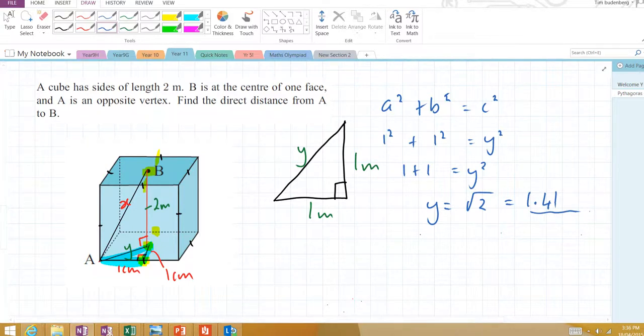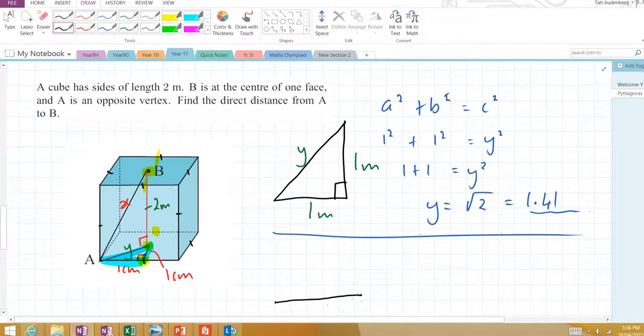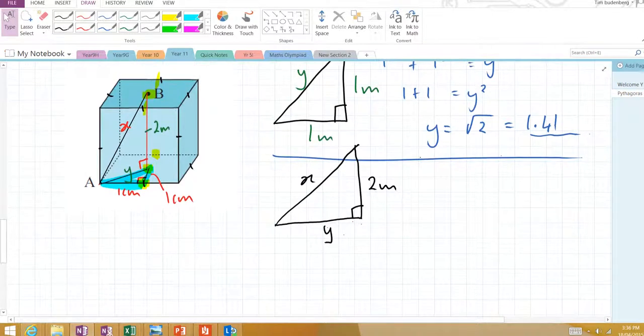Okay. Now, we take our second triangle. Our second triangle is the one involving x. Along the base here is y. Up is 2 meters. And here is x. Once again, we have a right angle. And I'm sorry, my drawing's gone a little off the screen. Write the equation. a squared plus b squared equals c squared. This is a, b, c, crossing the hypotenuse.